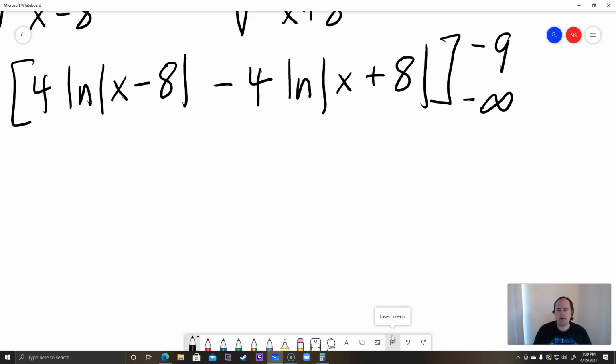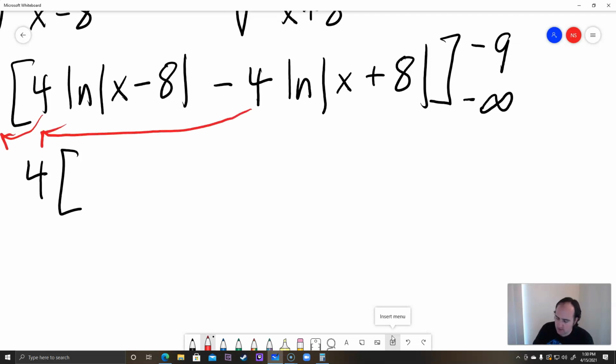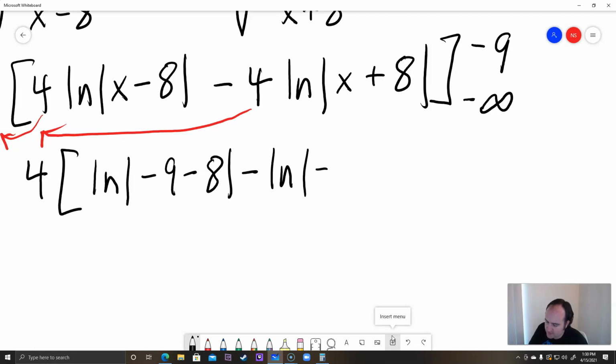All right, and so we're going to just go ahead and plug in. So it's going to be a bit of a mess. So plugging in negative 9, which is the top number, we have 4. Well, actually, we could just bring the 4 out front to make our lives easier. So if we bring the 4 out front for all this, both of those 4s, we're going to have 4 times bracket, and then we're going to have natural log of absolute value of negative 9 minus 8 minus natural log of absolute value of negative 9 plus 8.